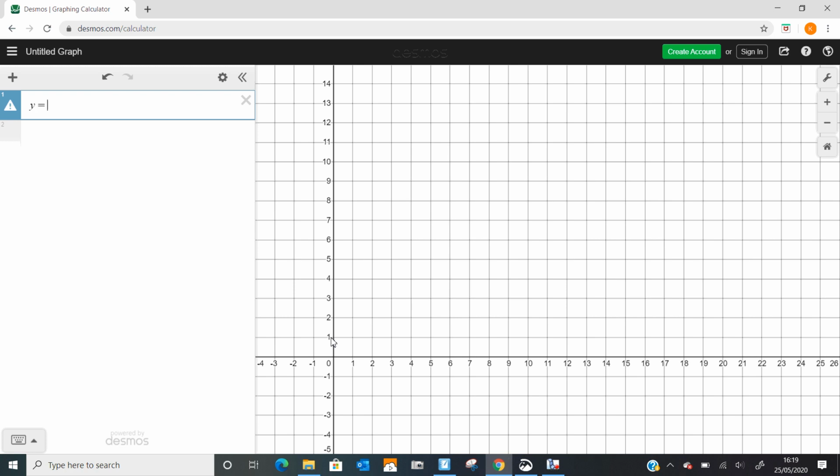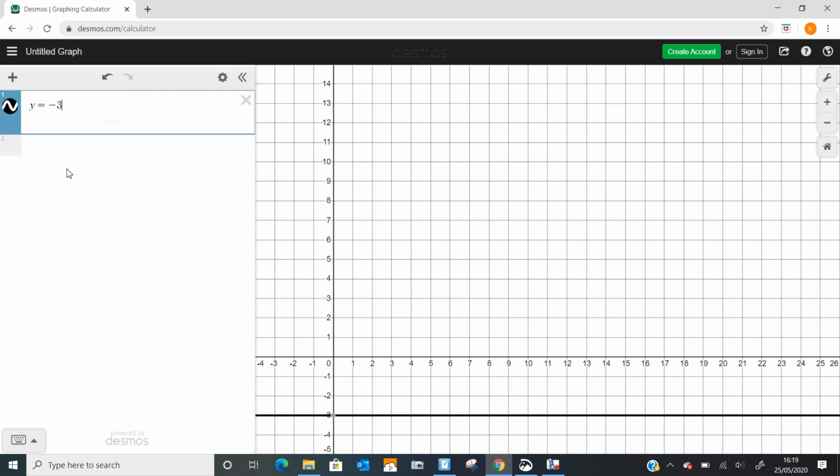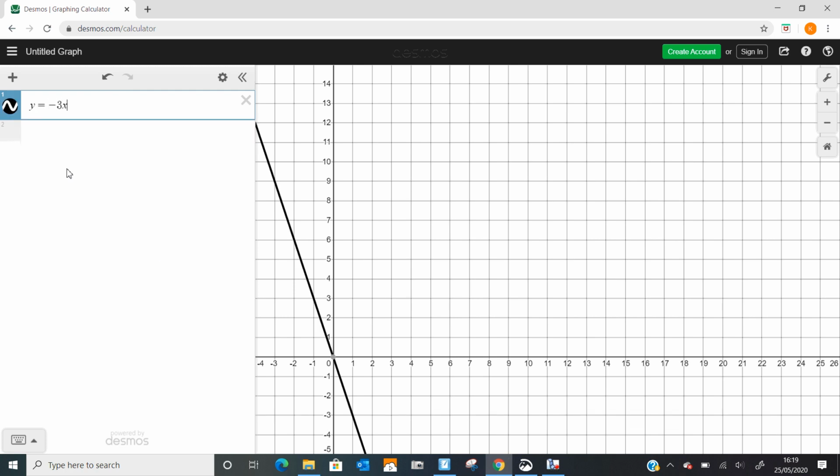If I've said negative, it's going to be a negative gradient, so I'm expecting to go down that way there. So I'd expect that if it's negative 3, every time I go along 1, I'm going to go down 3, along 1 and down 3. Let's see what that looks like. So negative 3x, and we've got a plus 1 going in there. Right, so there we go.